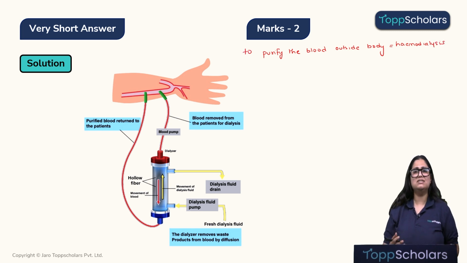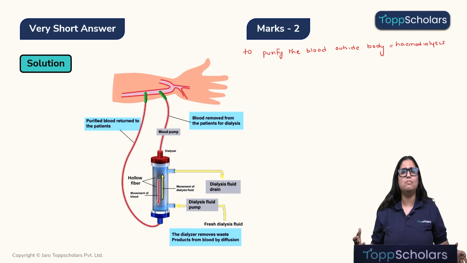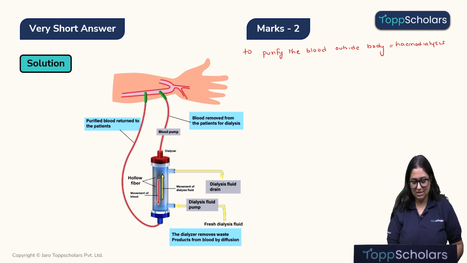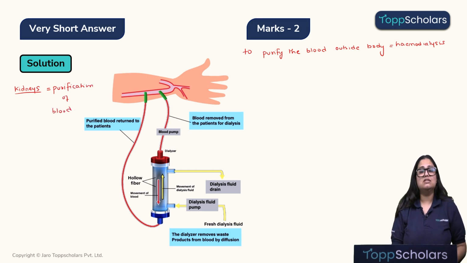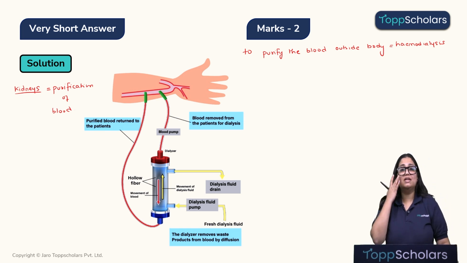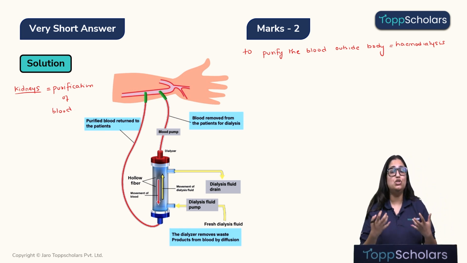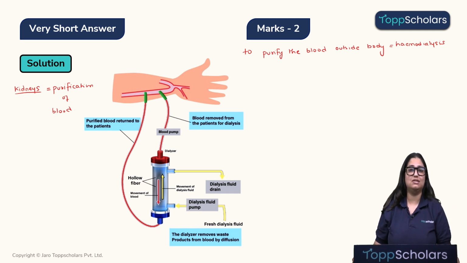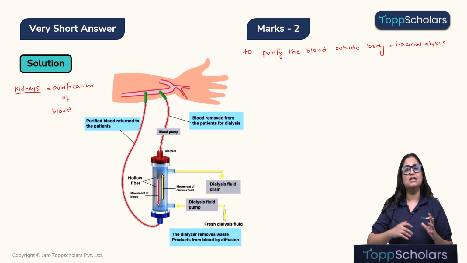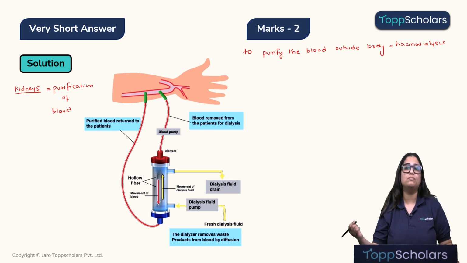Now, children, why is this the case? Why do we want to purify the blood outside the body? Children, in our body, naturally, the kidneys play a very important role in purification of blood. In what sense though? Let's understand. Our blood contains a lot of water-soluble nitrogenous waste like ammonia, urea and uric acid. And this waste is highly toxic, meaning as it is produced, it needs to be quickly removed from the body.